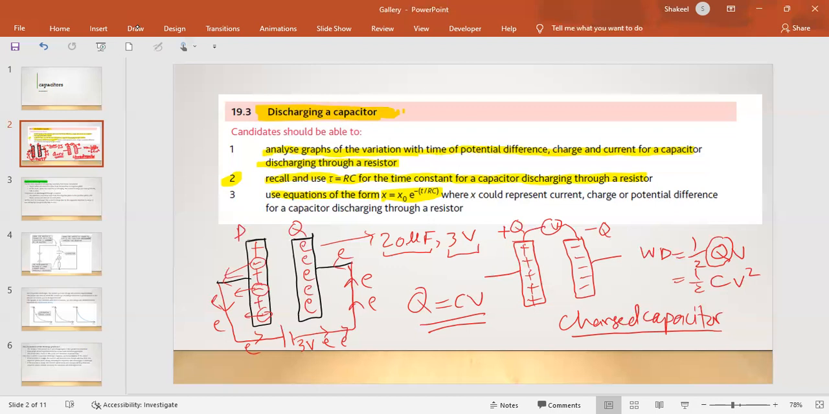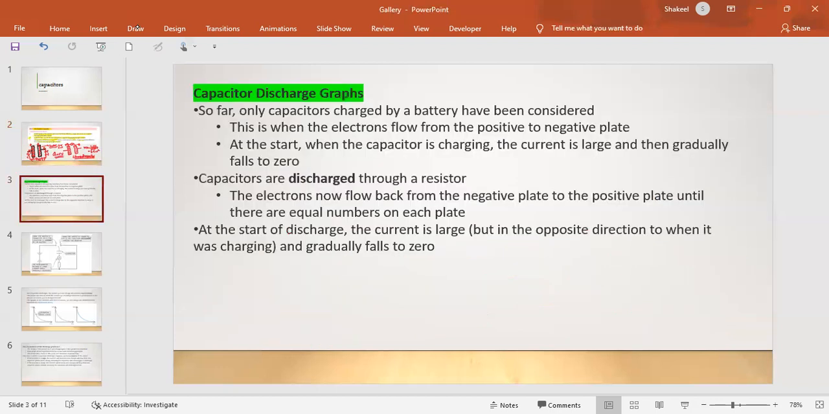What is R? R is the resistor through which the capacitor is discharging and C is its capacitance. So X could represent current, charge or potential difference for a capacitor discharging through a resistor. This was the only leftover thing, these 3 points. We are already done with the first point, but we can look at it again. So let's see the capacitor discharge graphs.